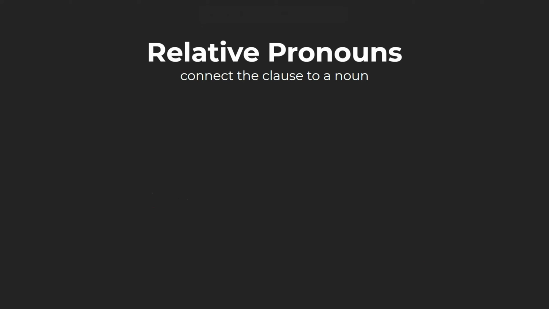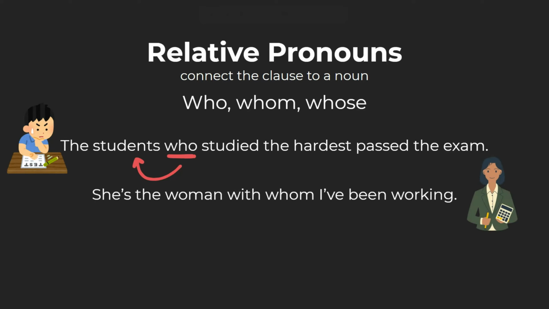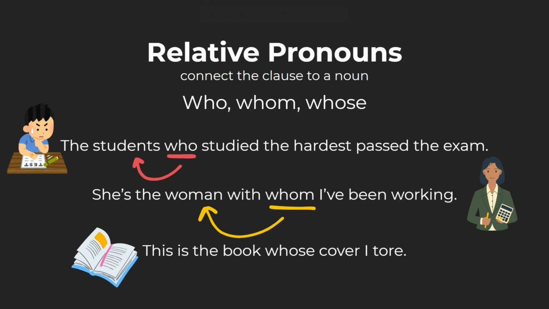Let's first take a look at who, whom, and whose. "The students who studied hardest passed the exam." We use who here as the students are the subject of the sentence. "She's the woman with whom I've been working." We use whom here as the woman is the object of the sentence. "This is the book whose cover I tore." Whose here indicates possession. In this sentence, the cover belongs to the book. Again, whose is used for both animals, inanimate objects, and people.